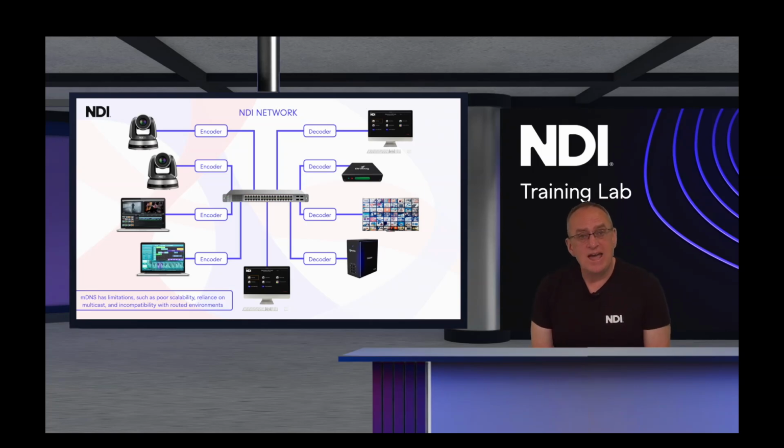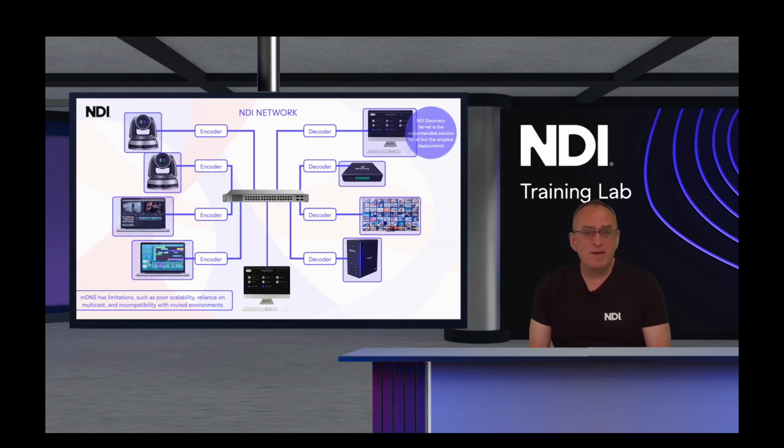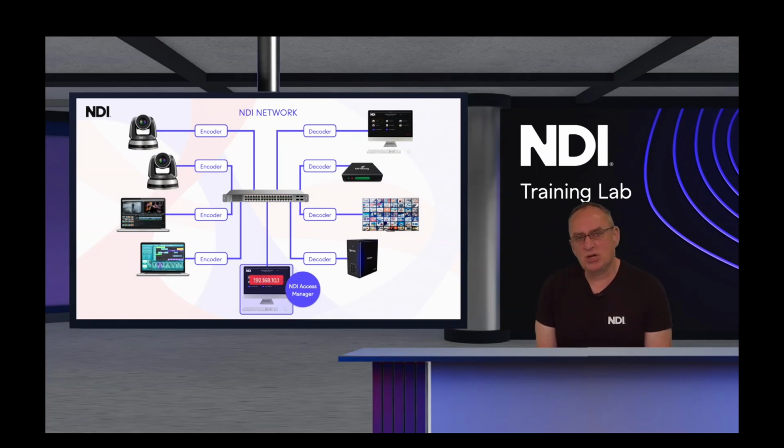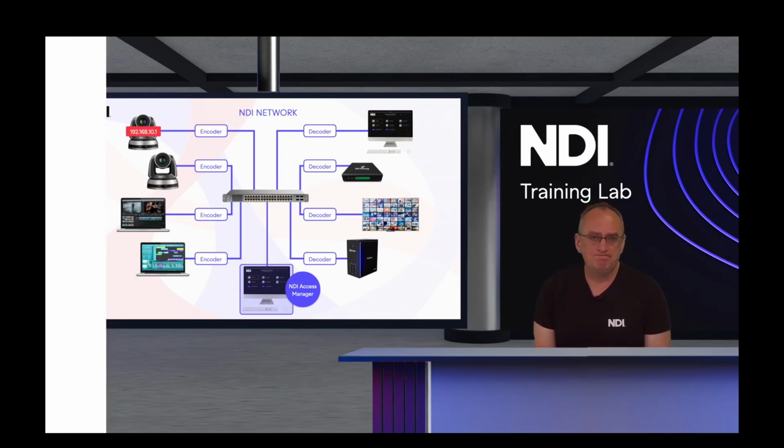For this reason, the NDI Discovery Server is the recommended solution for all but the simplest deployments. It replaces multicast-based discovery with a reliable unicast-based registration system that ensures consistent visibility of NDI sources across subnets and complex topologies. Alternatively, NDI Access Manager can define static source IPs manually, but this requires careful planning and is less scalable than a discovery server.